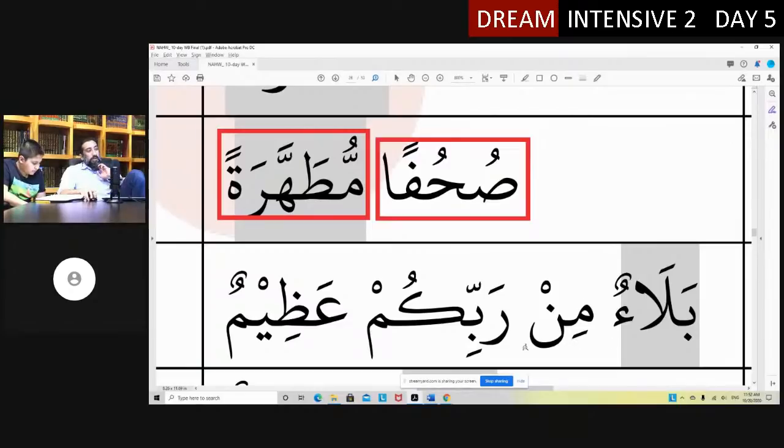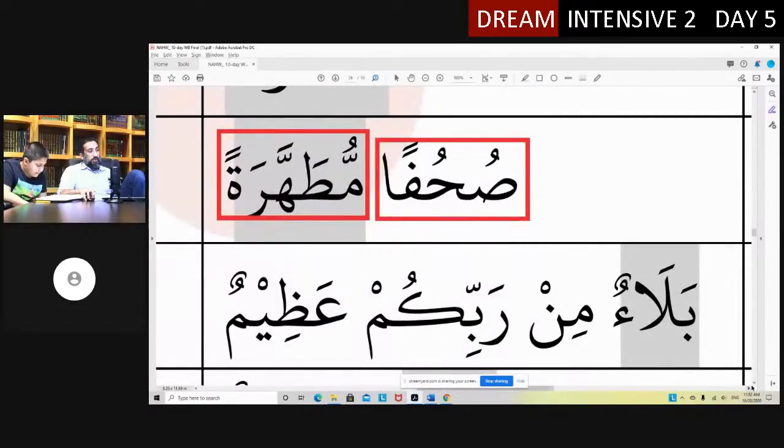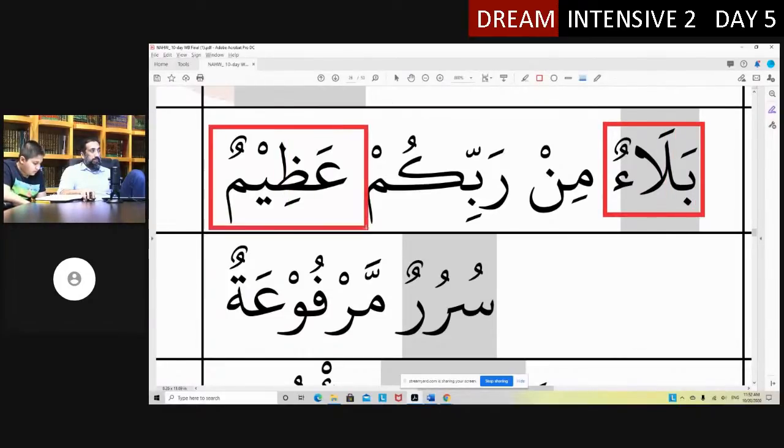بلاء من ربكم عظيم. Here we're gonna have some fun. بلاء is rafa. عظيم is also rafa. So let's see if we can compare bala'un and azimun together. Are they both rafa? Are they both singular? They both common?